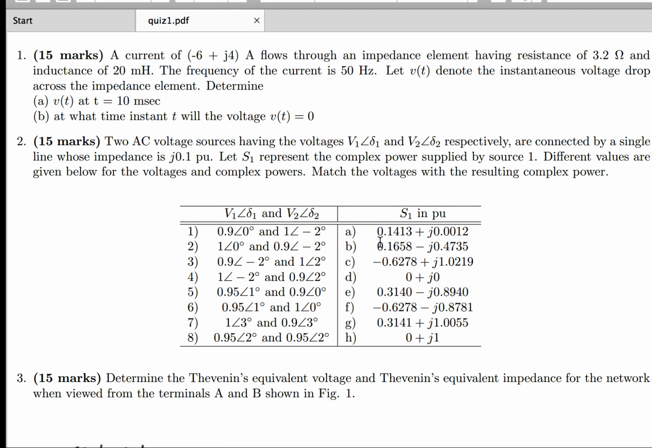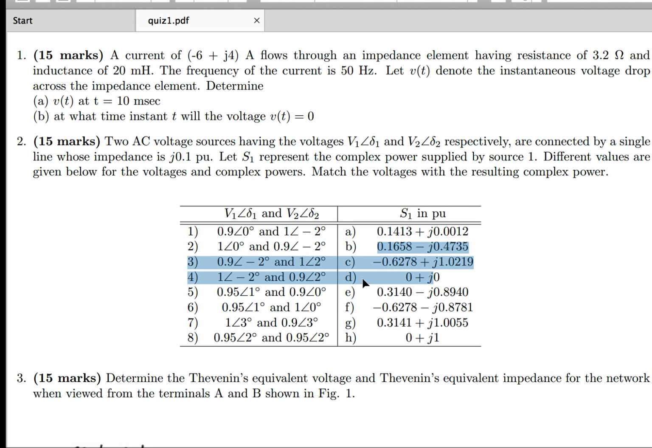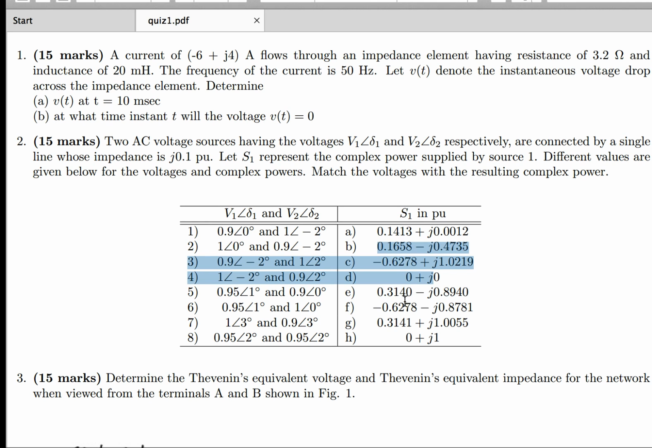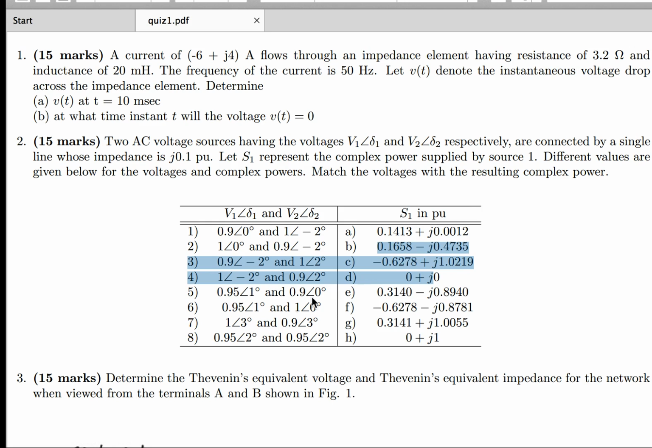B cannot be the answer because 0.165 is again half of this, looks like. So it should be only for a 1 degree difference. So B is not the answer here. So E is the answer for A. So 2 degrees represents 0.314 of active power, and a 4 degree difference represents 0.6278 of active power. You see that. So therefore 1 degree would be 0.1658 or something like that. So 0.1658 is here.